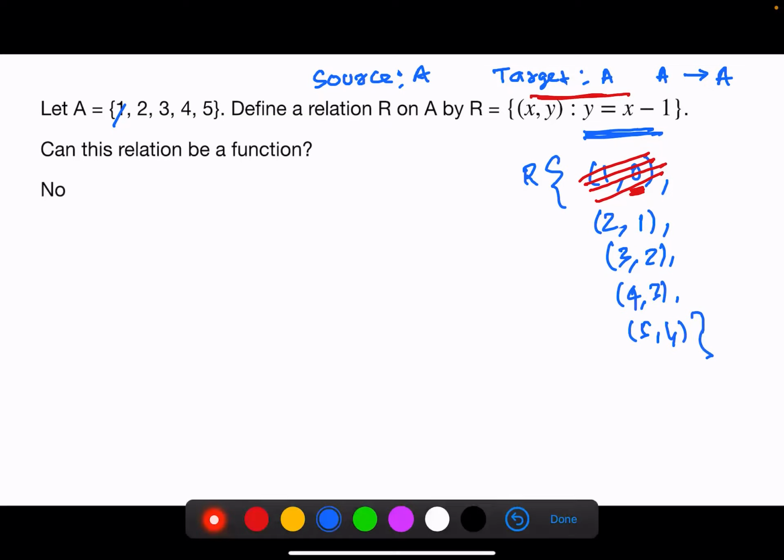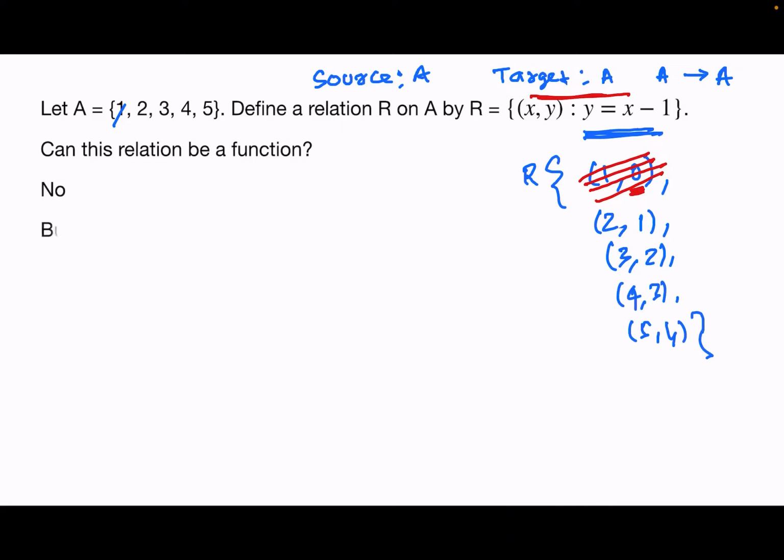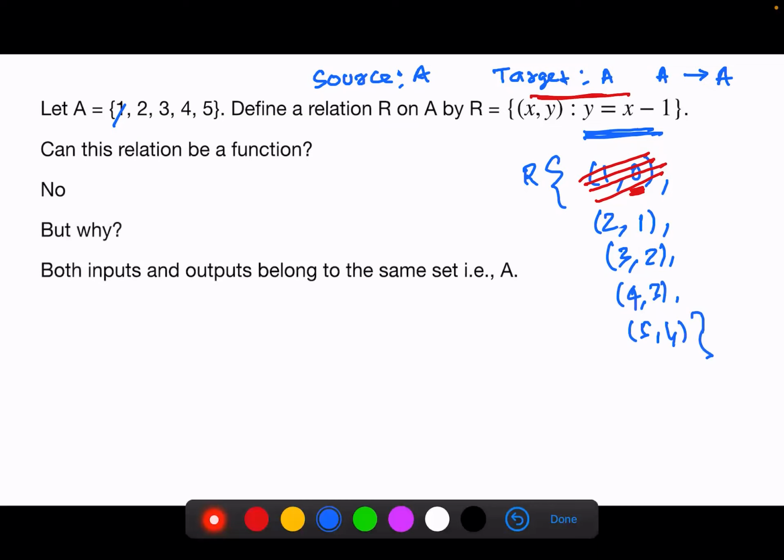Okay, so it cannot be. No, this cannot be a function. But why? Why can't it be a function? If you look, both inputs and outputs belong to the same set, so that is understandable. Suppose x is 1. We just saw if x is 1, y is 1 minus 1, which is 0, and 0 does not belong to A. Because 0 does not belong to A, and you are taking A as the target set, you cannot make an association.